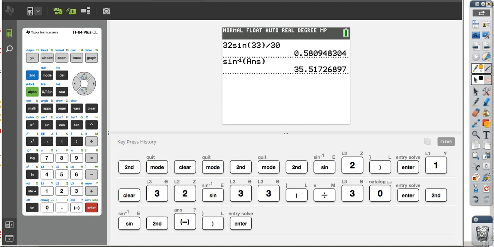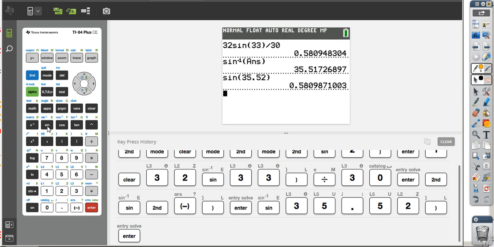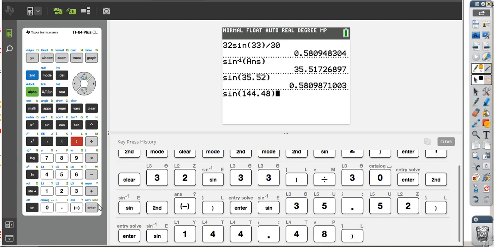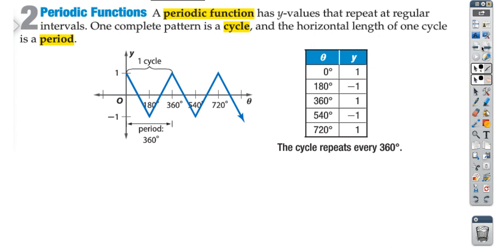So we said 35.5. So let's take the sine of 35.5, and we'll round it to 0.58. Okay, that's 0.58. Now let's subtract that from 180. So 180 minus that is, we said 145, but it's actually like 144.48. Notice these are going to be the exact same. They're the exact same number. Why is that? Because according to the unit circle, there are two places where the sine or the y-coordinate are the same. One is in the first and one is in the second quadrant. So we may not quite have understood that before, but hopefully it makes a little bit more sense now that you know the unit circle.